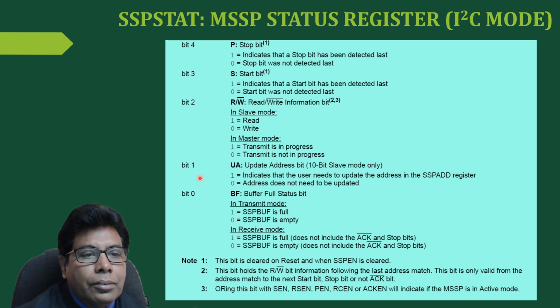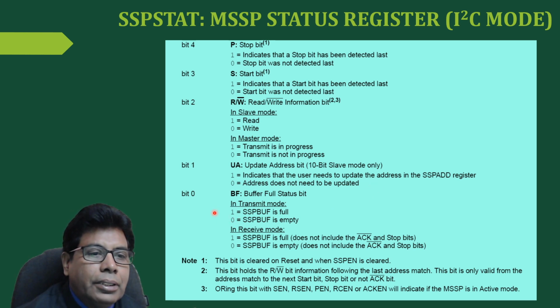Then bit 1, that is the update address bit. So 1 indicates that the user needs to update the address in the SSP address register, and 0 means the address does not need to be updated.